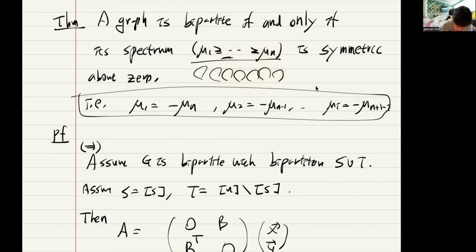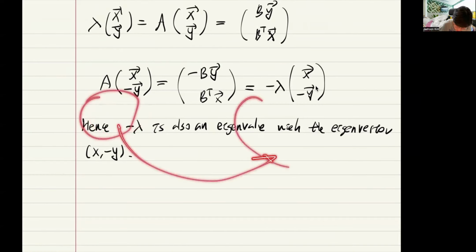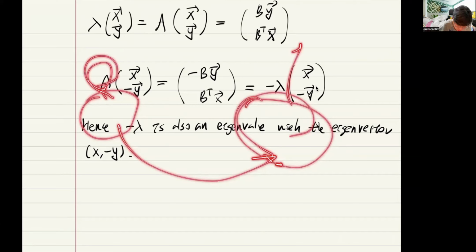Then you can check that these are all symmetric. So this is the same as negative of this. The second one is the same as negative of that. If there are repeated ones, then the negative of that has to be repeated the same number of times, because this shows that for an eigenspace, you can find the eigenspace with the same dimension, which corresponds to the negative of this eigenvalue.